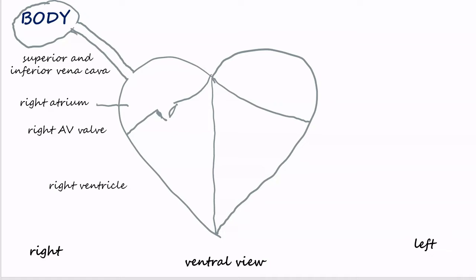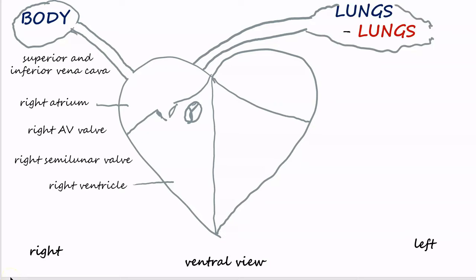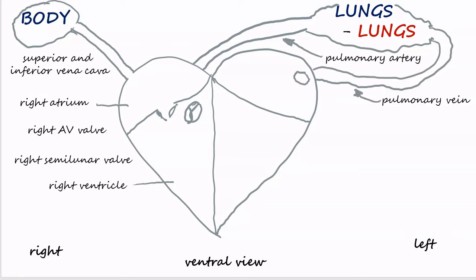The right AV valve has different names, but at this level of study, let's remain with the right AV valve. The blood is now pumped through the right semilunar valve and travels via the pulmonary artery to the lungs. The deoxygenated blood enters the lungs and is oxygenated. Then the oxygenated blood travels back to the heart via the pulmonary vein.